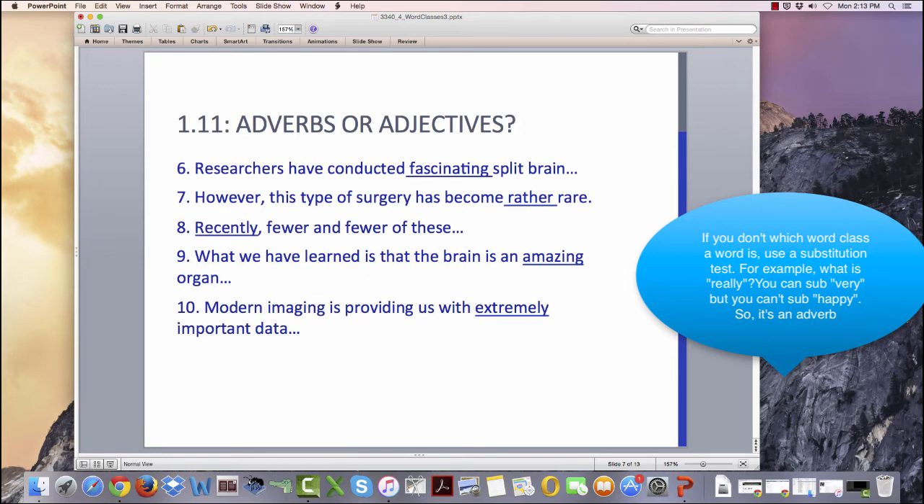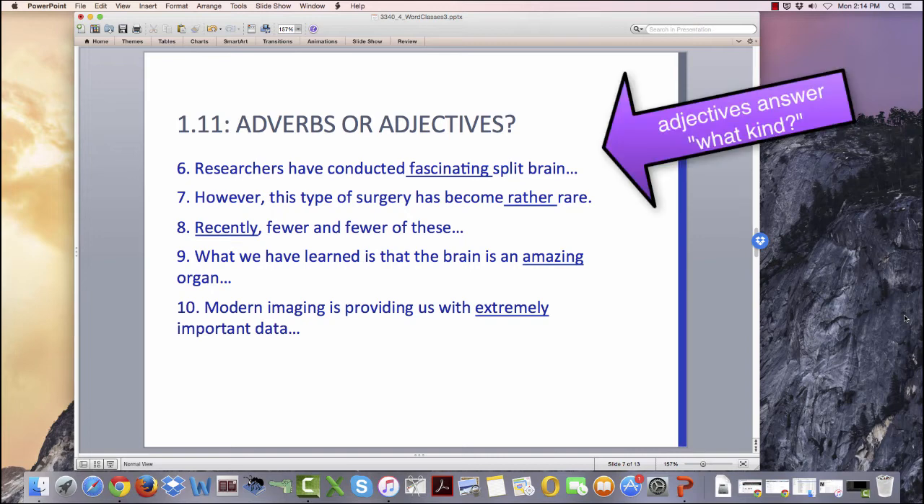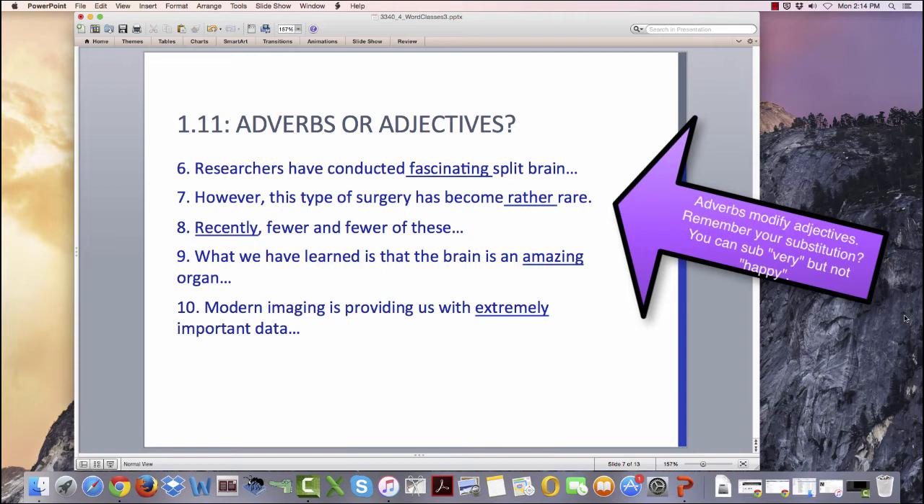So from your homework in exercise 1.11, it asks you to determine whether the underlined words are adverbs or adjectives. So I want to go through these with you. In number 6, have conducted fascinating split brain studies. So what kind? Fascinating. So here we have fascinating. It's telling us what type of studies. This type of surgery has become rather rare. So rare is an adjective. It is being modified by rather. Adverbs modify adjectives, so rather is an adverb.